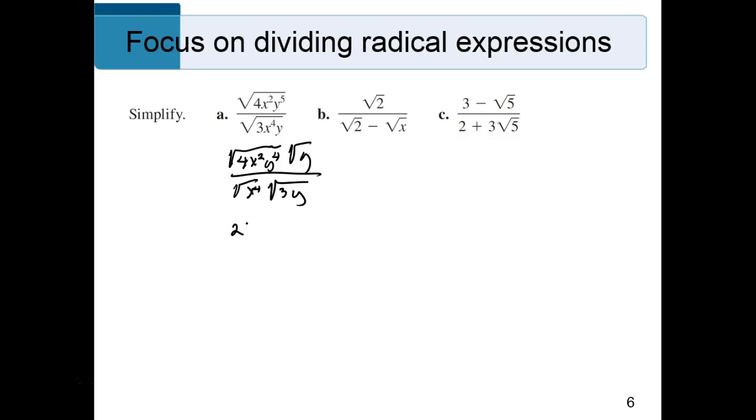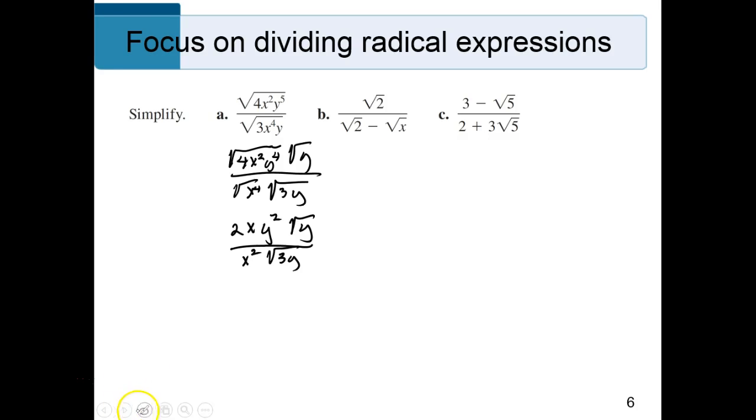Were you going to say something else? X? Y squared. On to the square root of y. Can't do anything with that. How about square root of x to the fourth? X squared times the square root of 3y. Can't do anything with that, can we?